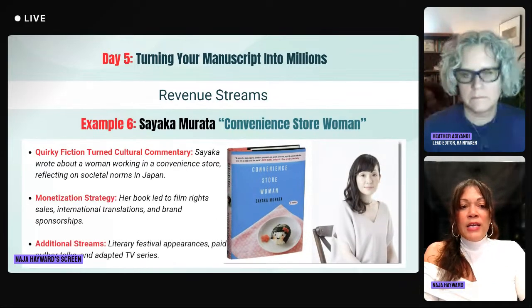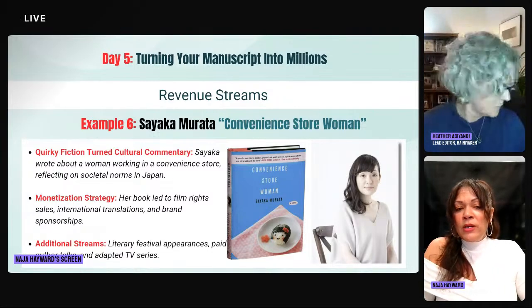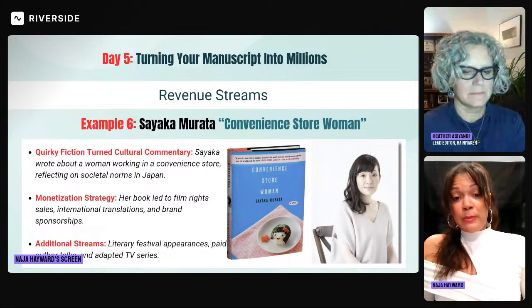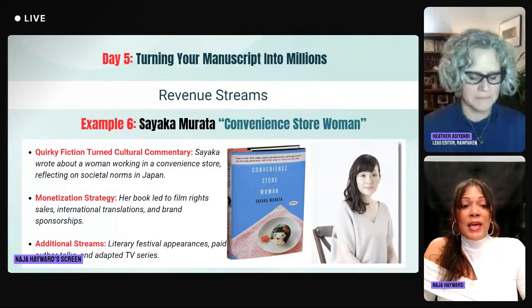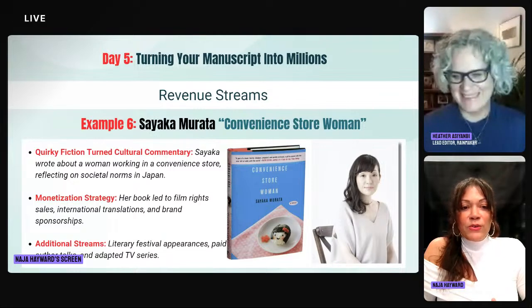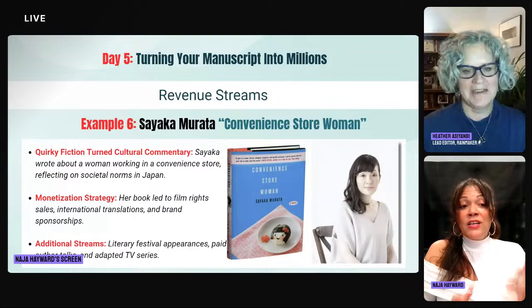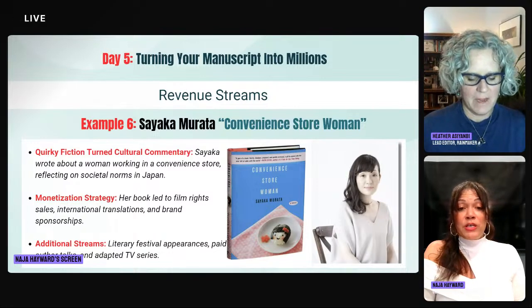So, and then finally, we have Sayaka Murata, who wrote a book called Convenience Store Woman, and hers is very interesting. It's actually not a business book or anything like that. It's kind of like a cult fiction, if you will. She wrote about a woman working in a convenience store, reflecting on societal norms in Japan. Her book led to film rights sales, international translations, and brand sponsorships.